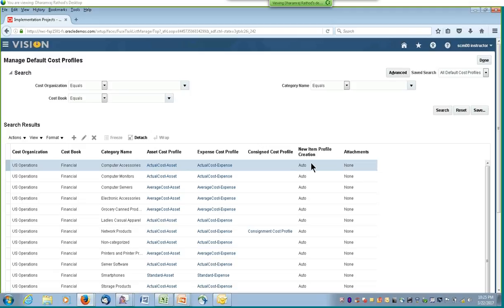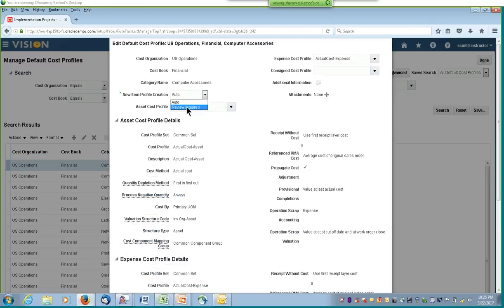For some sets of items, you think that automatic is okay. For certain sets of items, you think that the cost profile needs to be validated before you actually go ahead and cost and account it. You make that as review is required. You go edit it and say review is required. All right, and other information is out here.